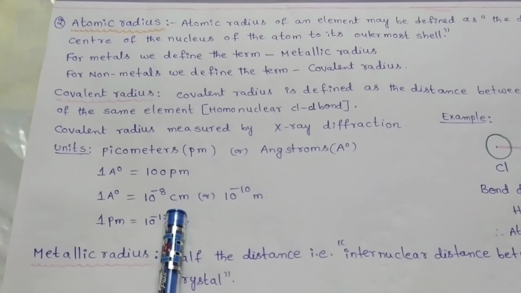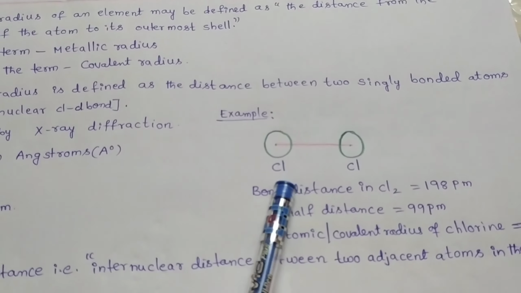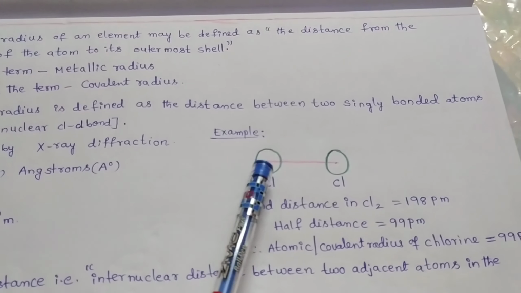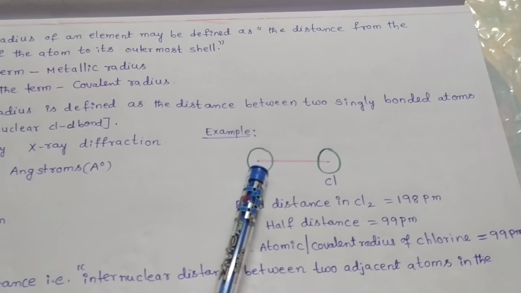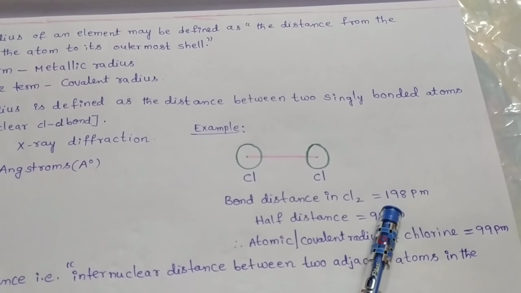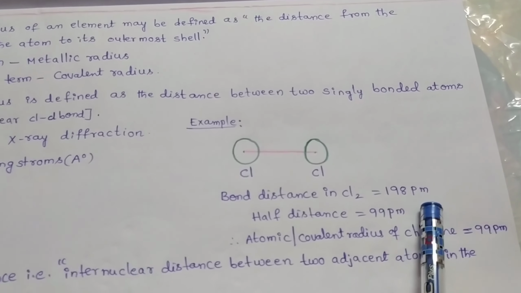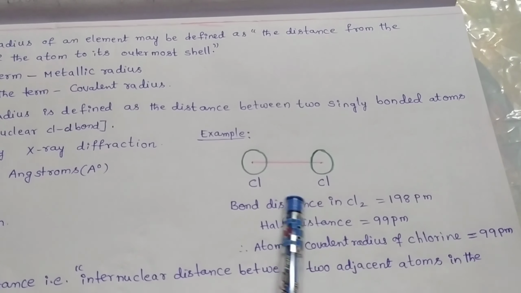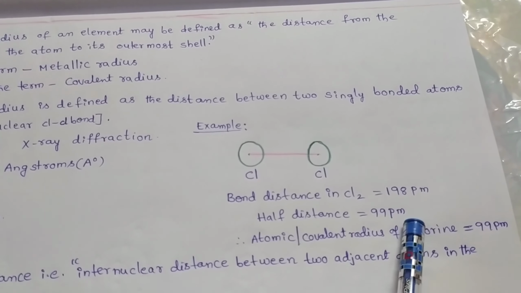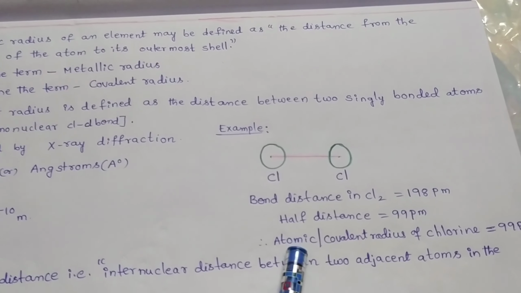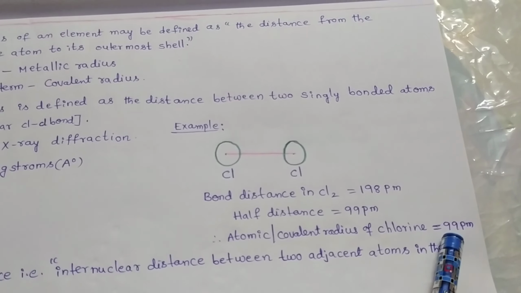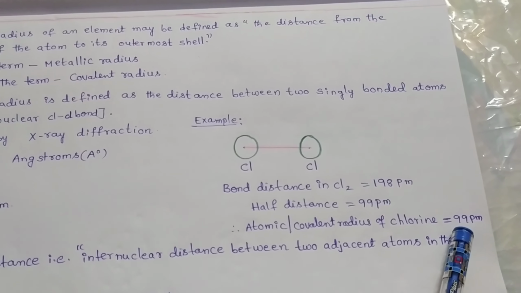We can discuss this covalent radius by taking one example here. We can take the chlorine molecule. This is the chlorine molecule. The bond distance between these two chlorine atoms from the center of the nucleus is equal to 198 picometer. Half of the distance is equal to 99 picometer. So the covalent radius of the chlorine atom is equal to 99 picometer.